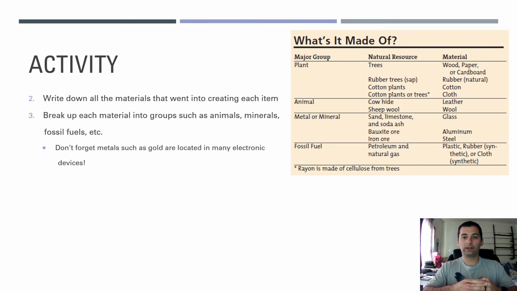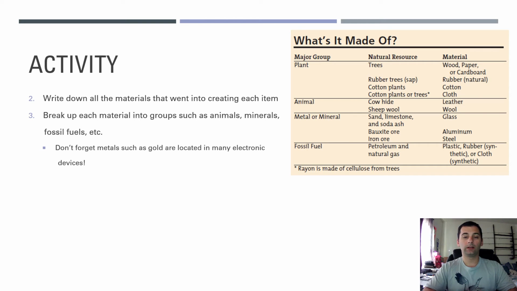For example, you can look at this table that is to the right here. This was actually brought from this activity in the Project Learning Tree curriculum book. It breaks up into the major groups, natural resources, and the material itself used within each object. Please follow a very similar pattern to this table and write down each material or group that went into making your object.